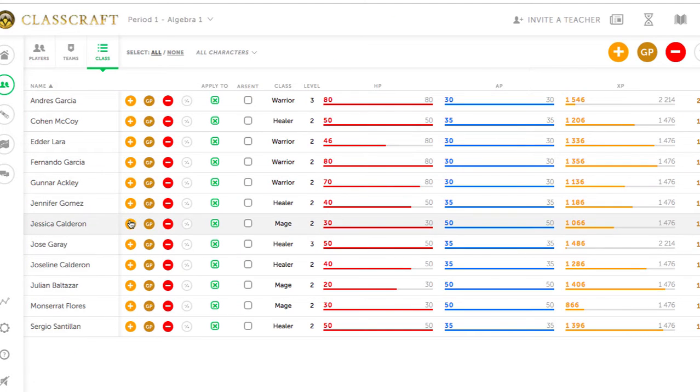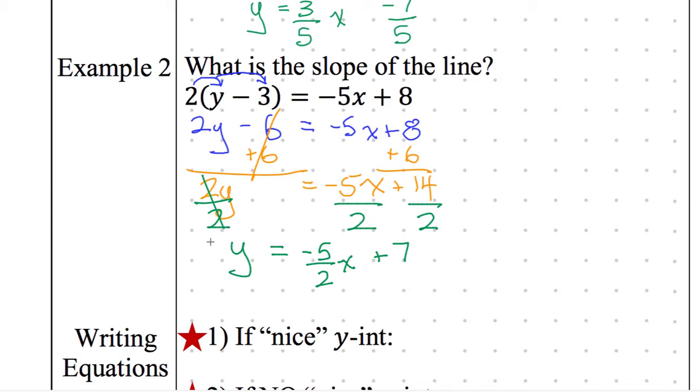And I need someone to tell me what the answer is. What is the slope of our line? Jennifer. Negative 5 over 2. There's our answer. Box it. Thank you, Jennifer.